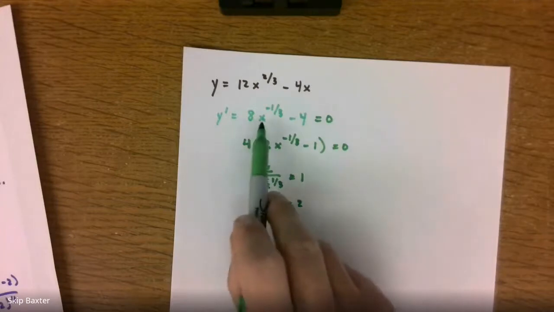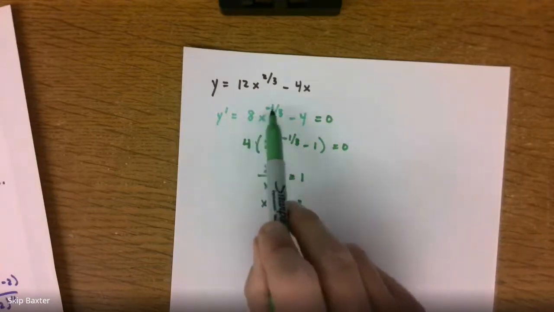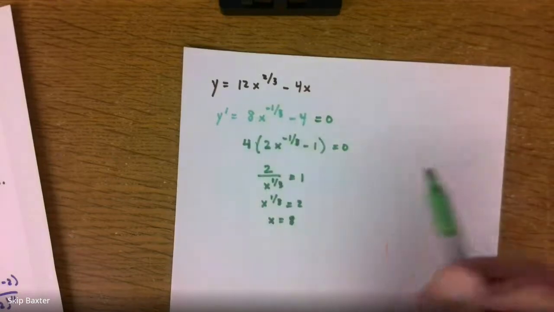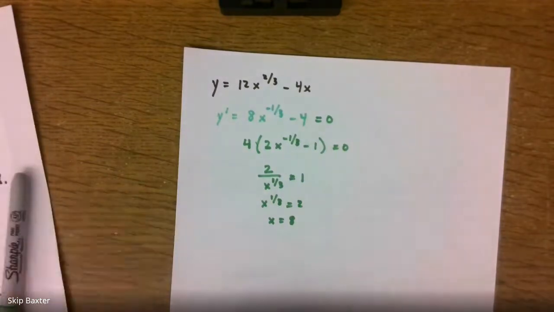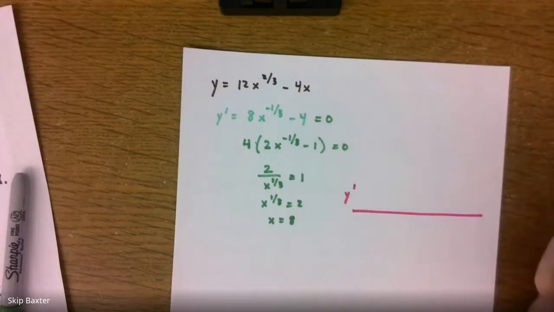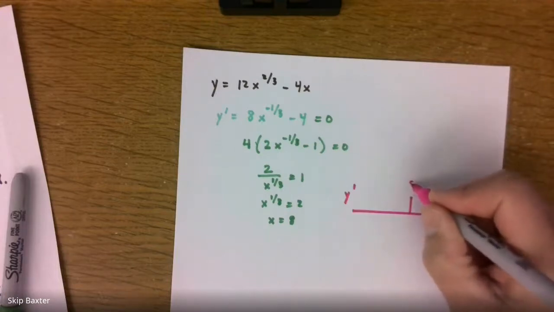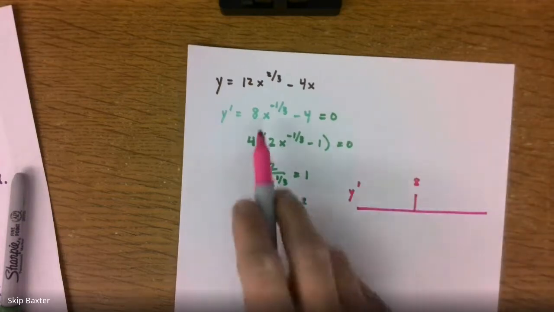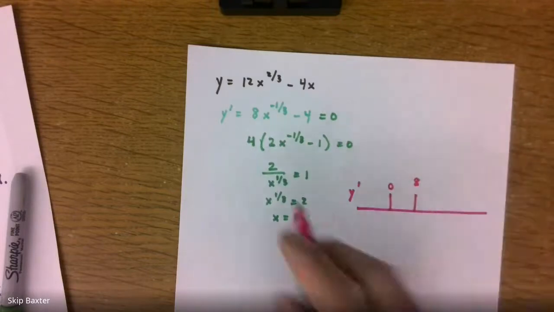0. And you can confirm that up here. Like, this is really just, if you plug 8 in here to the negative 1/3, that's 1/2. So 8 times 1/2 minus 4. That's definitely 0. So my first derivative chart would look like this. I'd have y prime, and 8 is the only critical point. Well, that's not quite true. 8 is the point that makes this 0. 0 is a point that makes this undefined, right?